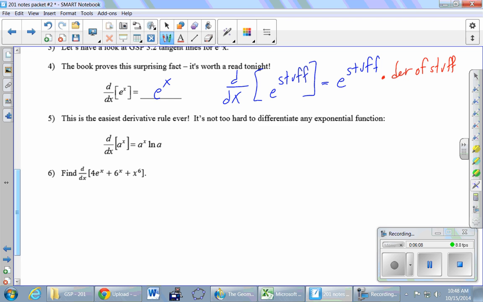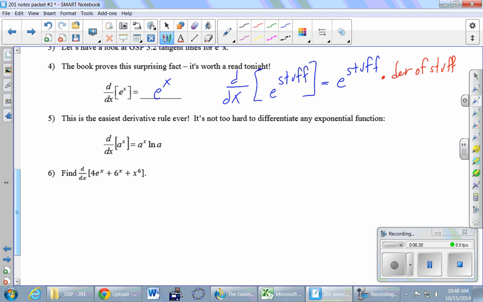What happens if we try to use this bottom formula here applied to e to the x? So you change the a to an e. Then this would say ln of e, which is 1. So actually this bottom rule is really the rule. The e to the x is just a special case where you don't have to stick on the ln part because it happens to just be 1.